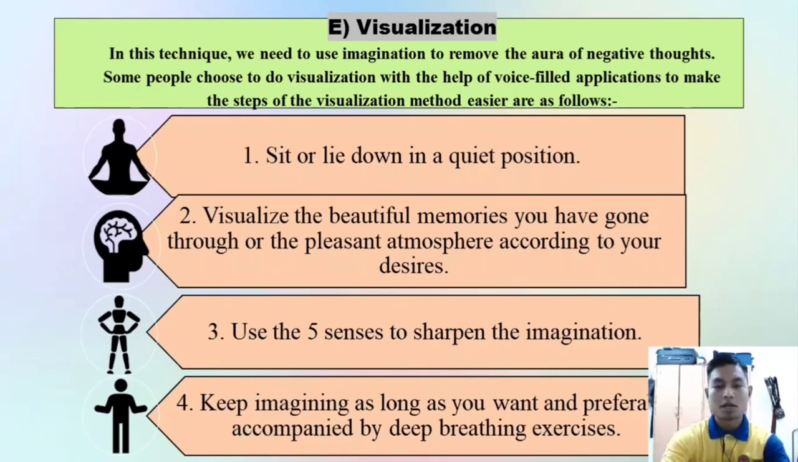Number 1, you need to sit or lie down in a quiet position. Number 2, visualize the beautiful memories you have gone through or a pleasant atmosphere according to your desires. Number 3, use the 5 senses to sharpen the imagination. The last one, you need to keep imagining as long as you want, preferably accompanied by deep breathing exercises.